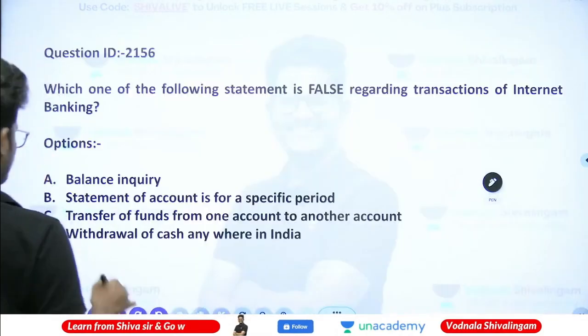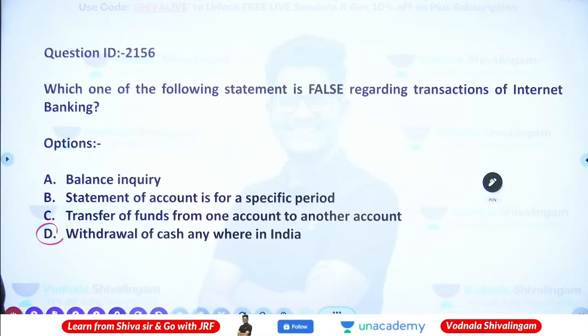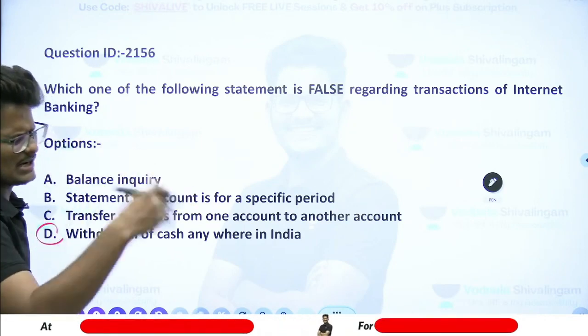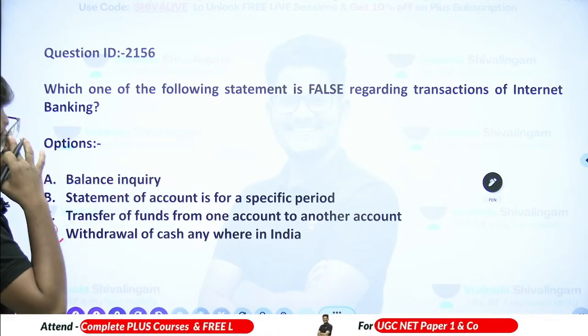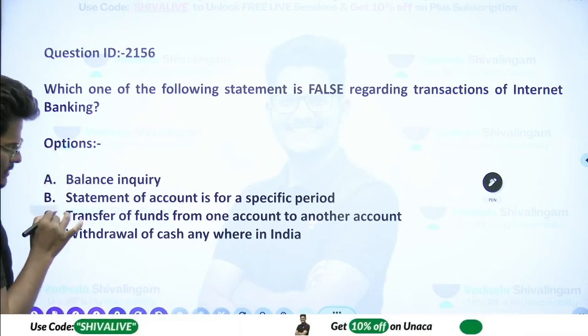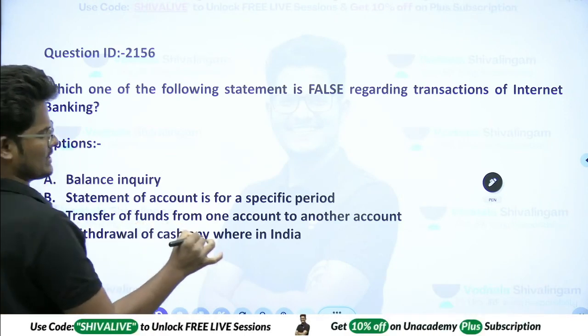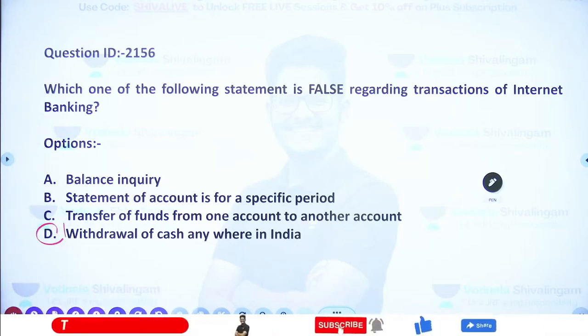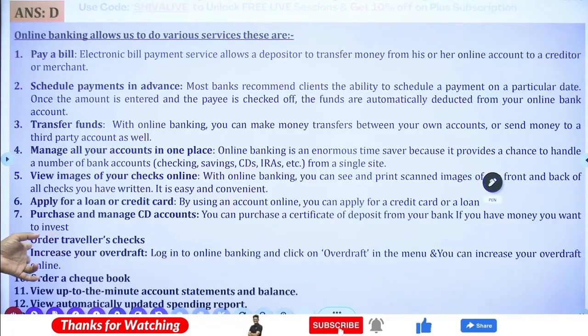Answer here is option number D. Which of the following statements are false? All questions are on false, not true only. Look at every question. Not even a single question was asking about a correct one. Only one maybe. Withdrawal of cash anywhere in India. False statement means about the internet banking. Internet banking, why will we withdraw the cash if it is internet banking? We will not.